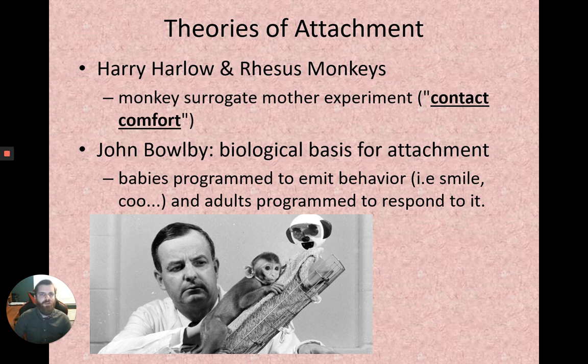Babies are programmed to emit certain behaviors. They smile, they make noises, they cry. And what do adults do? Oh, they give attention to the baby. If a baby's crying, somebody's going to show up. And so this is a biological basis for attachment, but it's not the only type of attachment.